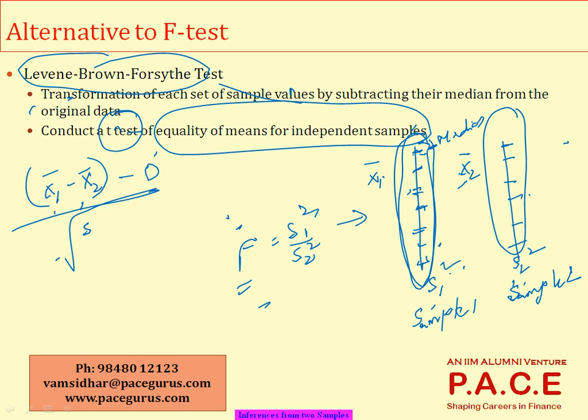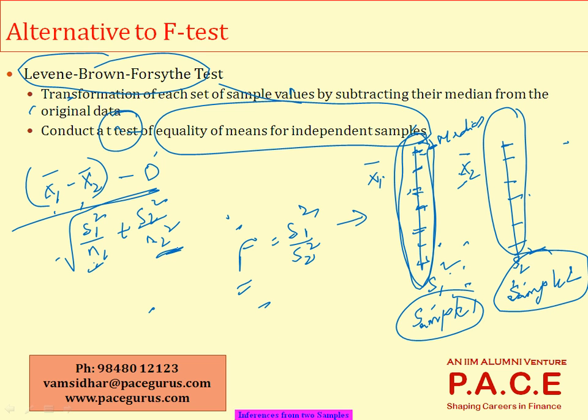And here you take it as s1 squared by n1 plus s2 squared by n2. So S1 squared is computed on this new sample, S2 squared is computed on this new sample. The n1 and n2 are not going to change, because for each value you are subtracting the median from that value, so the number of sample items is not going to change.